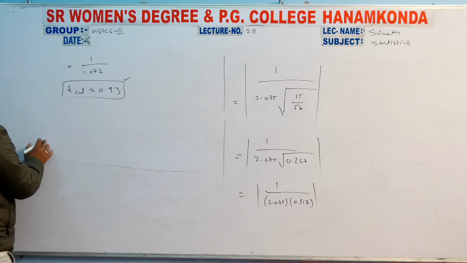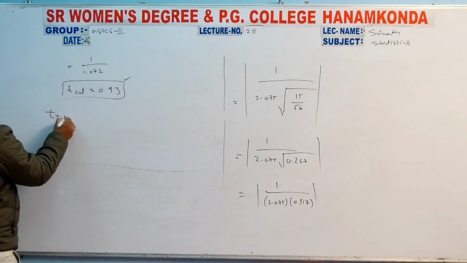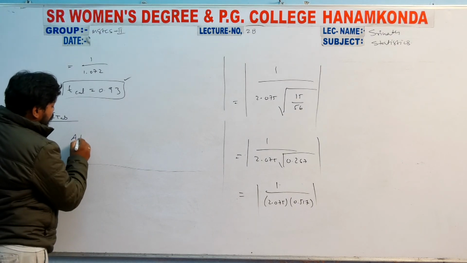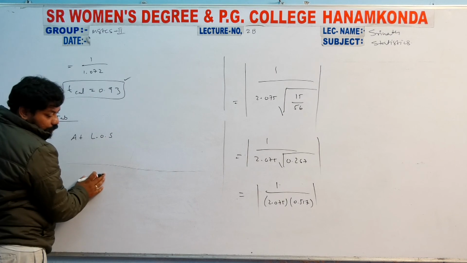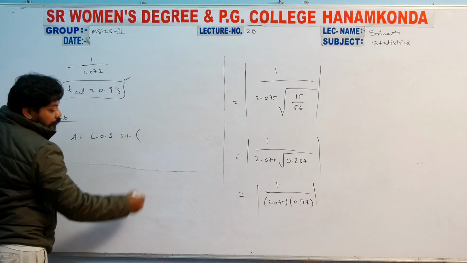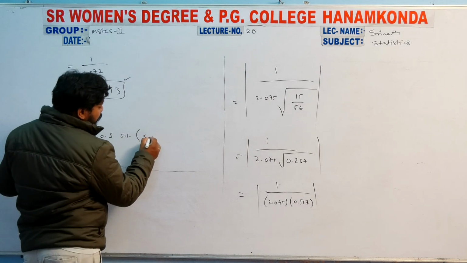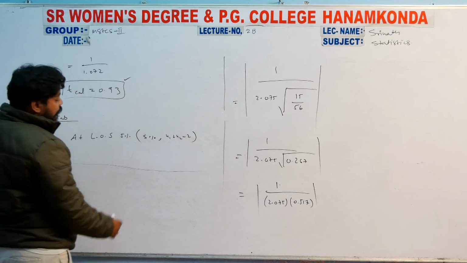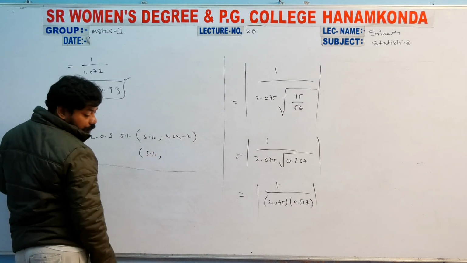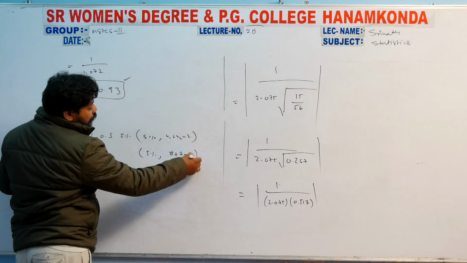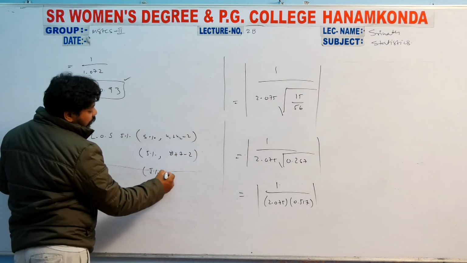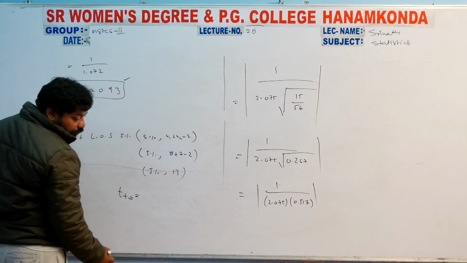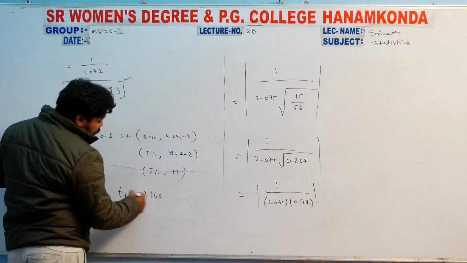Then we want to find out the t table value. The t table value depends on the level of significance. At the 5% level of significance and degrees of freedom n1 plus n2 minus 2, that is 8 plus 7 minus 2, 13, the t table value is equal to 2.160.